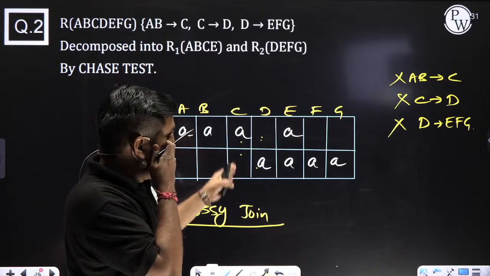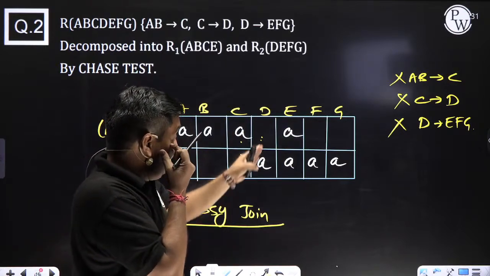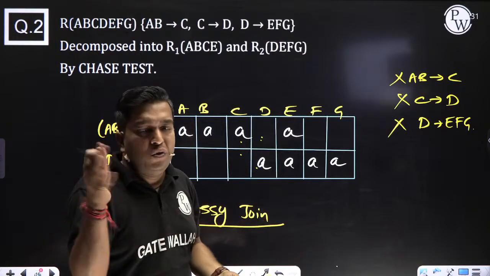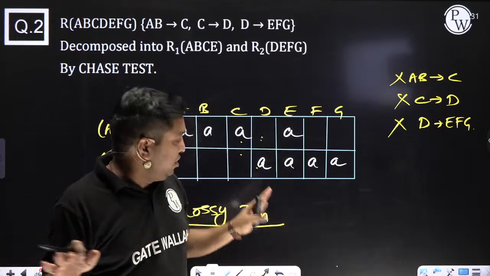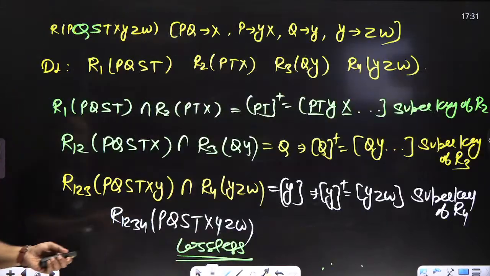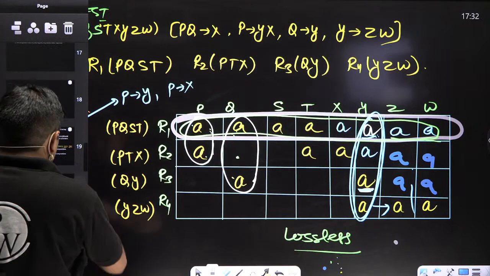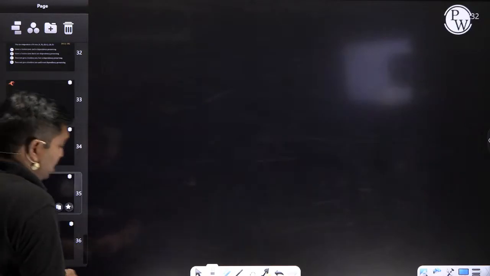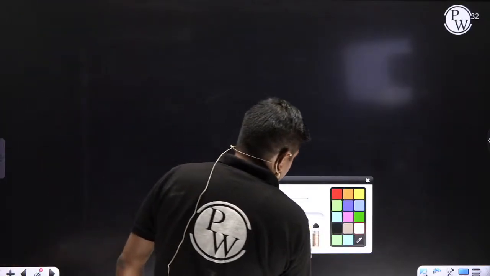C to D, not getting two C values. D to E, F, G, not getting two D values. So you check it, there is no updation in the table. Then you can declare lossy. Okay, so we discussed this question also. Now dependency preserving, I think today I will start, but don't worry.